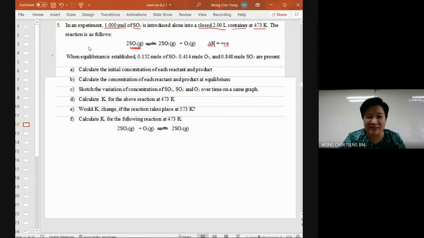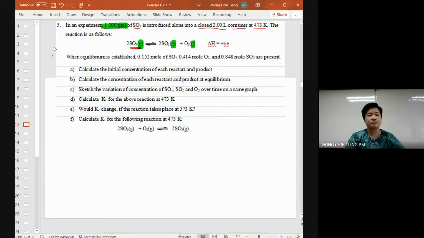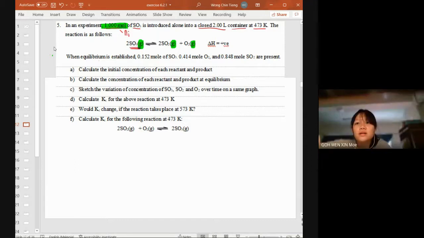So I think the most important thing right now is your physical state, and your equation must be balanced before you start writing your KC or KP. Since everything is a gas over here, whether the question asks KC or KP, we will still take it. So you are safe over here. My question: in the first sentence, the 1 mole of SO3 given, is it initial or equilibrium? Initial. Why initial? The word equilibrium does not exist.